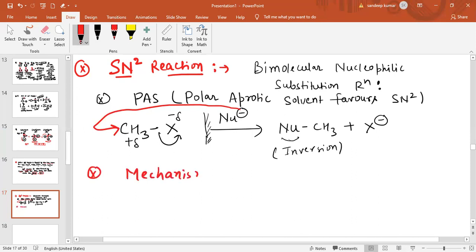Mechanism of SN2 reaction. So what is basically the mechanism of SN2 reaction?